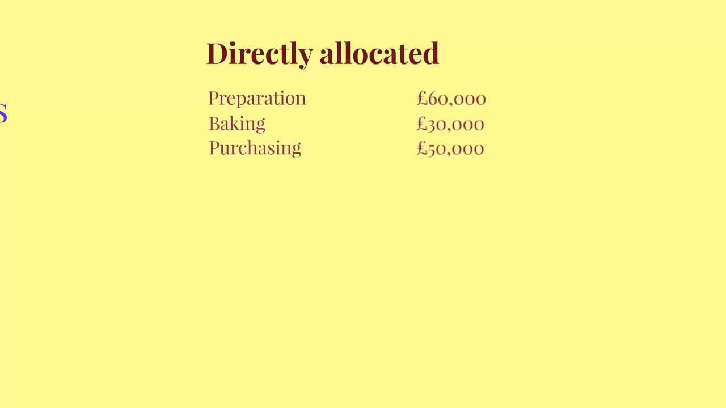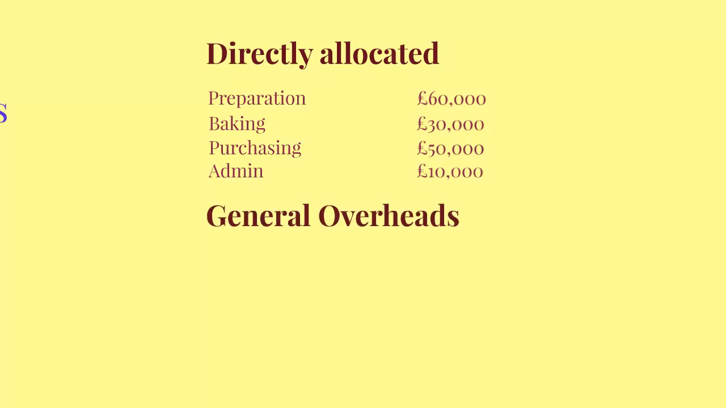So let's take a look at the costs then, the cost that we are going to directly allocate. So preparation costs £60,000. So we're going to take that £60,000 and apply it to the preparation cost centre. Baking costs £30,000. Again, we allocate that to baking. Purchasing £50,000 and admin £10,000.